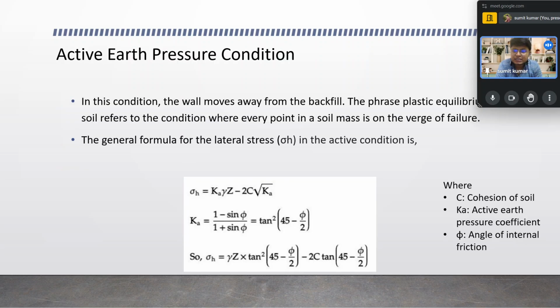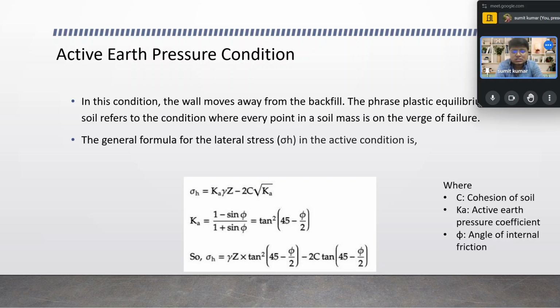Right. Okay. So now we have moved to the active earth pressure condition. In this condition, the wall moves away from the backfill, as discussed earlier as well. But over here, the plastic equilibrium concept is there. In plastic equilibrium, the soil refers to the condition where every point in a soil mass is on the verge of failure, because at that condition it is achieved in the plastic state.